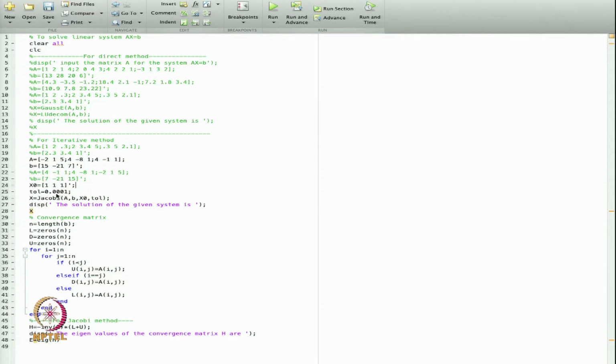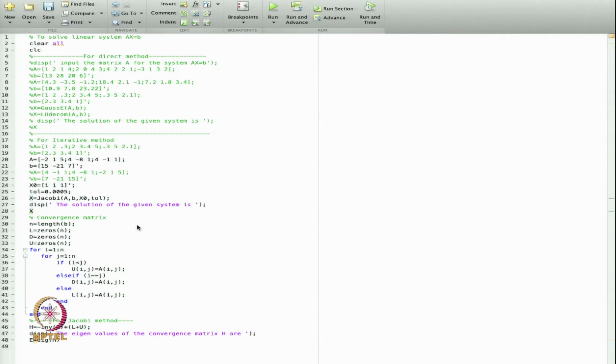The tolerance I am defining is 0.0005, which means half into 10 raised to power -3. So that is my tolerance, and from here I am calling the Jacobi method with A, B, x naught and tolerance. I am passing my A, B, x naught and tolerance, and then I am displaying whatever solution I receive.